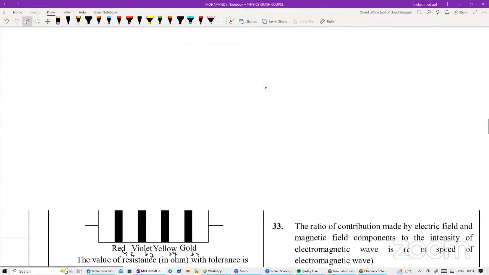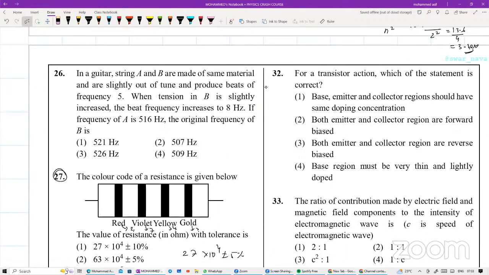32. For a transistor action, which of the statements is correct? Base, emitter and collector regions should have the same doping. That cannot be. Both emitter and collector regions are forward biased. That also cannot be. Both emitter and collector regions are reverse biased. That also cannot be. Base region must be very thin and lightly doped. Yes, this can be possible, because the collector should be reverse biased and the emitter-base should be forward biased.